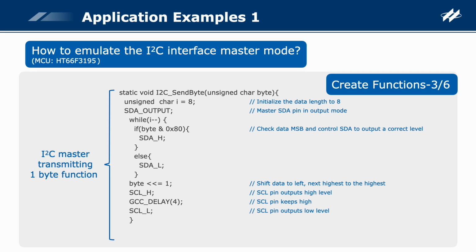then the data shifts to the left, and the SCL outputs a clock signal by outputting high, holding for a period of time, then outputting low. During the SCL high level, the slave reads the SDA levels. The left shift is to move the next bit to be sent to the highest bit location. This operation will be performed 8 times until the master has sent 8 bits. Subsequently, the master controls the SDA pin to input mode to detect the slave acknowledge signal.